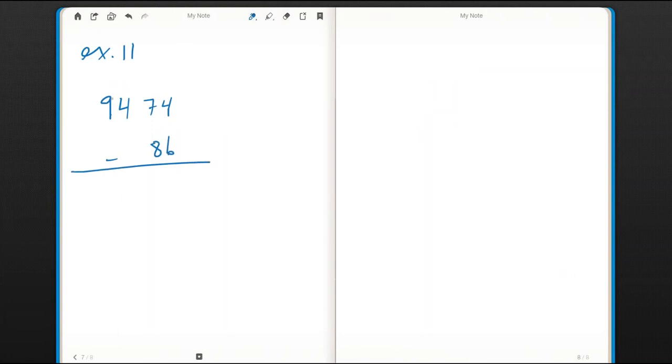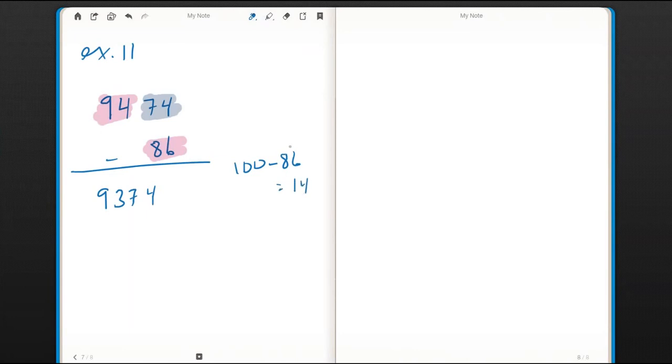Okay, I don't have enough here to subtract 86. So mentally, I'm going to take the 9,400s and take 86 out of that. I'll have 9,374, and that 100 take away 86 leaves me with 14.